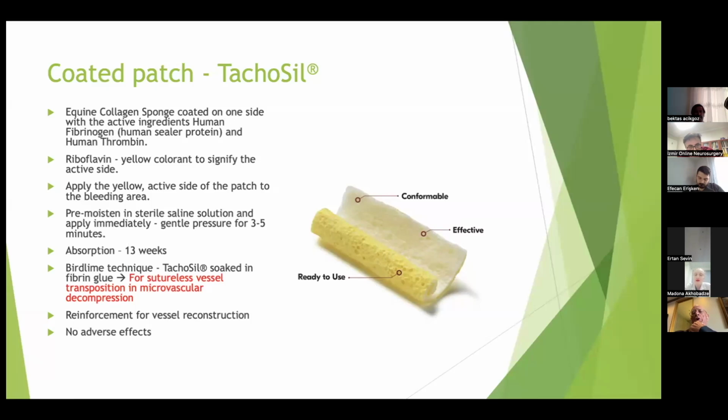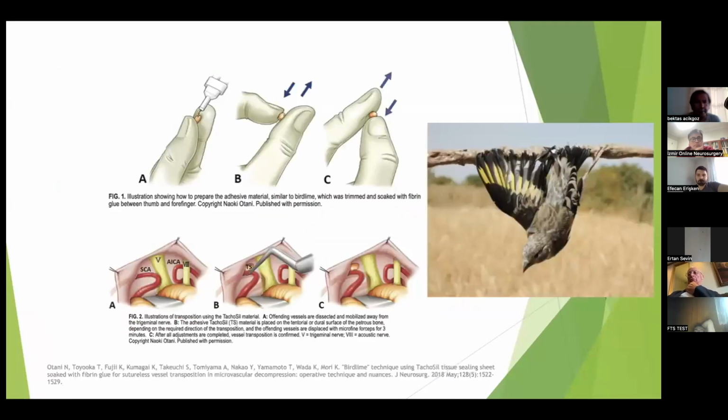There is a recent technique for microvascular decompression in which TachoSil can be used in an effective manner. That is called the bird lime technique. So bird lime means it's a sticky thing. Sometimes there are lots of pest birds damaging the fields. So what the farmers do is they make a sticky material and apply it on the branches of the trees so that the birds will get stuck onto it. So that is called bird lime. And a similar method is used here.